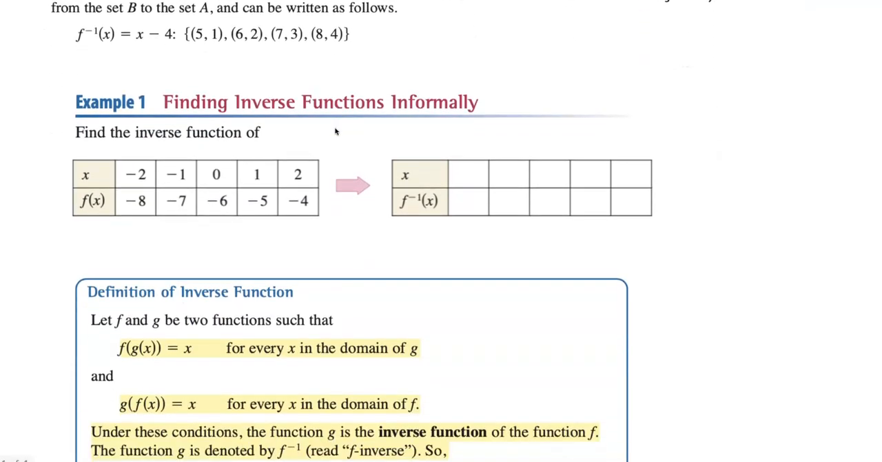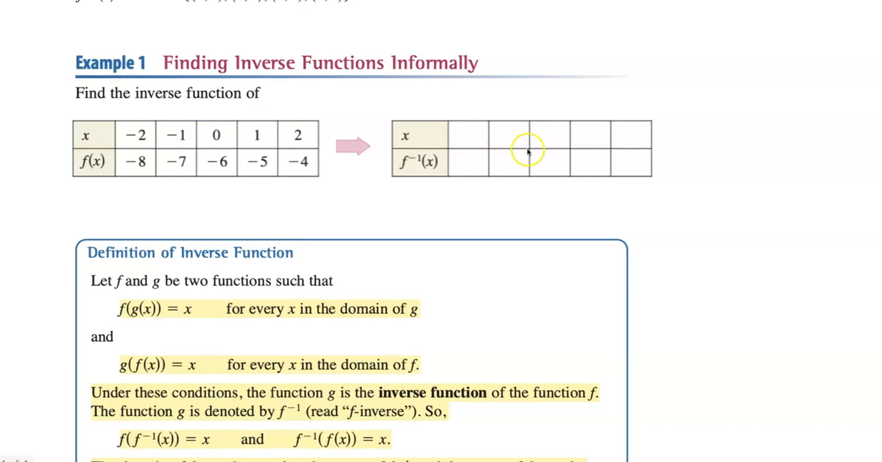So our first example here, let's find the inverse of this function informally. If I want to find the inverse of this function, all we're going to do is switch our x's and our y's. We're just going to swap them. So it becomes -8, -2, -7, -1, -6, 0, -5, 1, -4, 2. And that's the inverse. You just switch x and y.